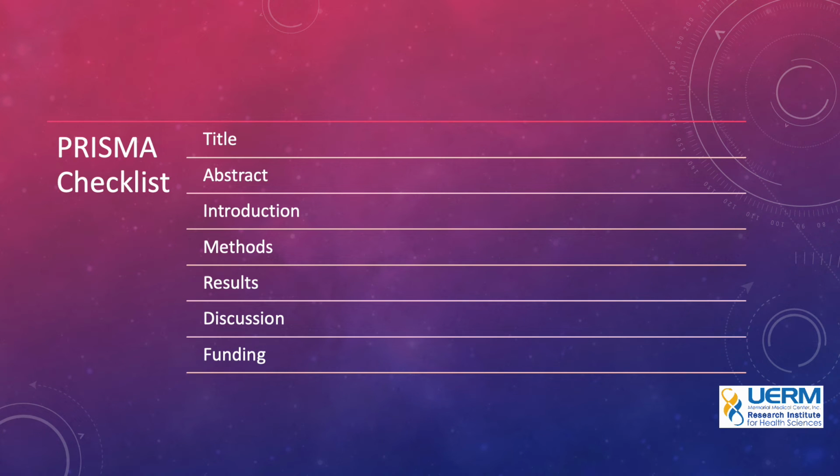So it also has a checklist. The PRISMA checklist stands for Preferred Reporting Items for Systematic Reviews and Meta-Analyses. It is a 27-item checklist addressing the introduction, methods, results, and discussion sections of a systematic review report. This is already the standard format for reporting systematic reviews and meta-analyses. So we have the title, the abstract, introduction, methods, results, discussion, and funding.